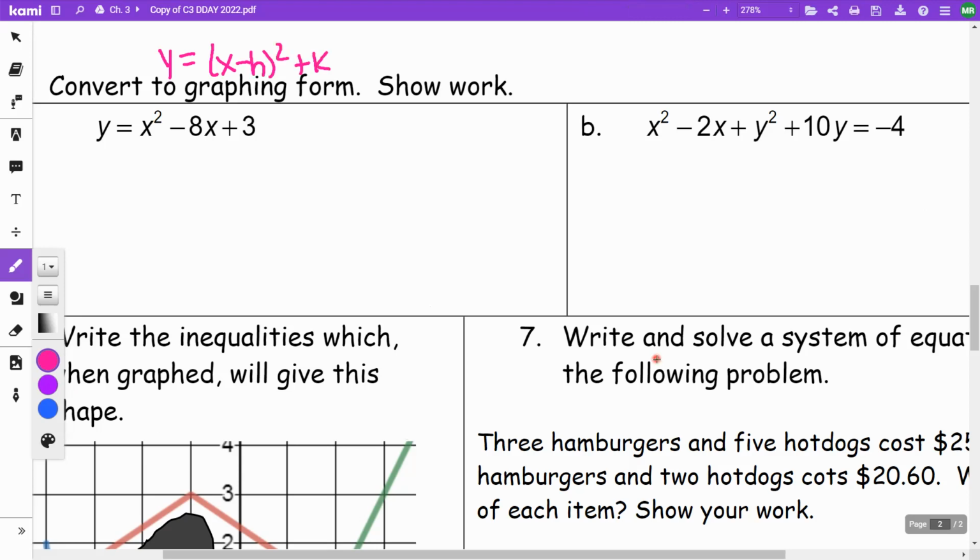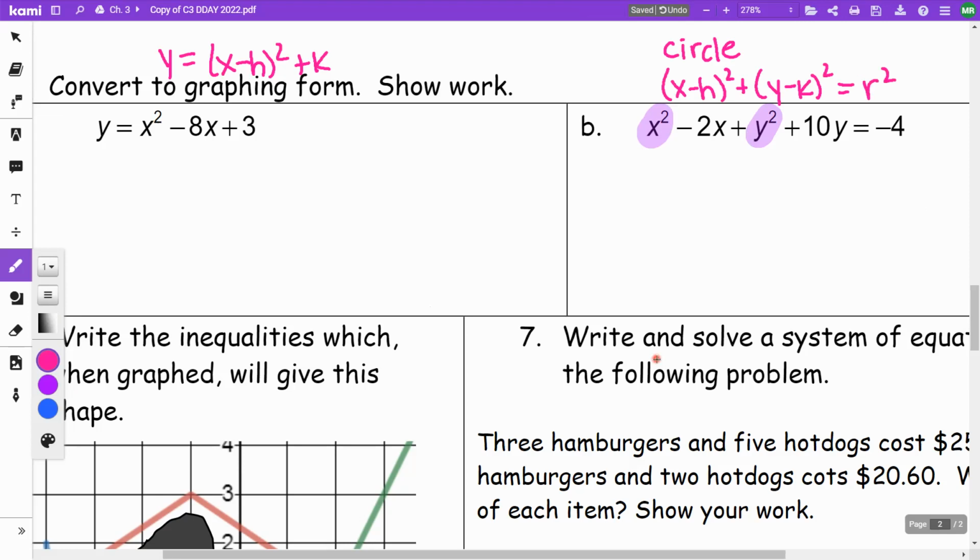For this one, where you have an x squared and a y squared, that's going to be a circle. There's other graphs that have x squared and y squared, we don't know them as of yet. So x minus h squared plus the quantity y minus k squared equals a number. It's our radius squared, but it's just going to be a number.